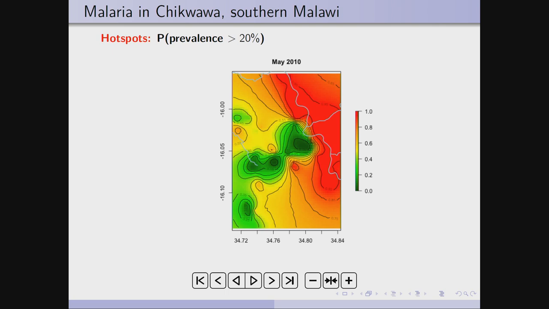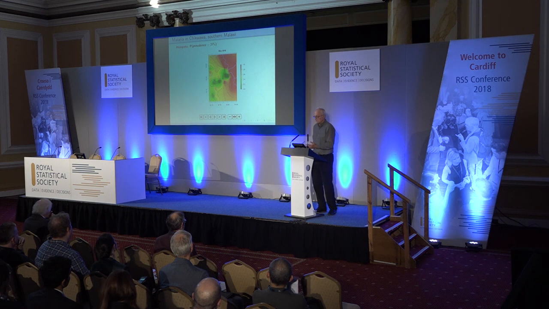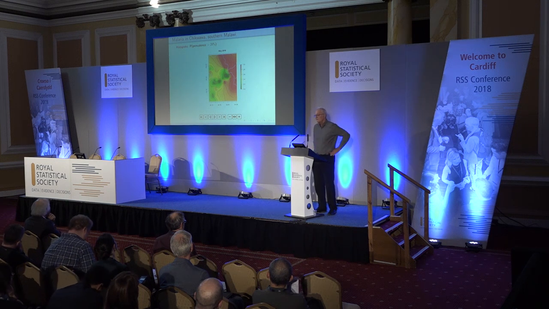So scientifically, there's nothing here that's at all fancy. It's just a set of predictive probability maps. But the message it gives to the community is really, I think, a very powerful one. And I think that does come back primarily to the power of the visual metaphor that maps provide.